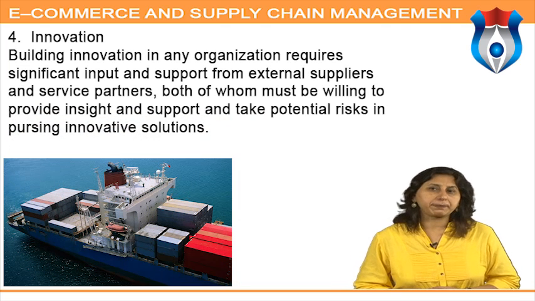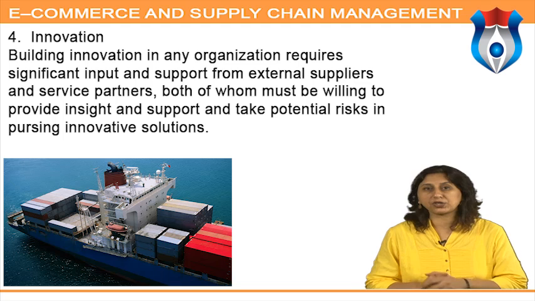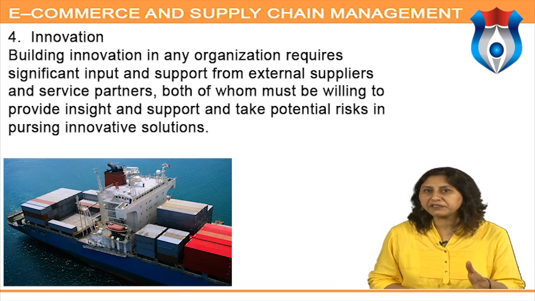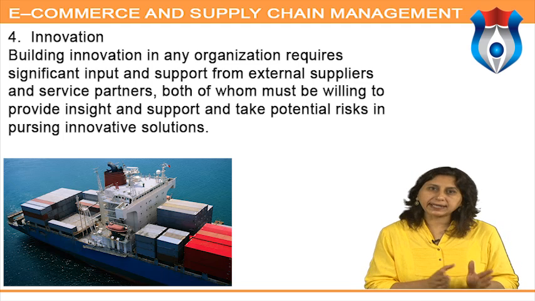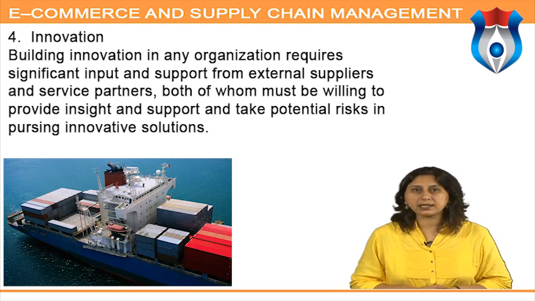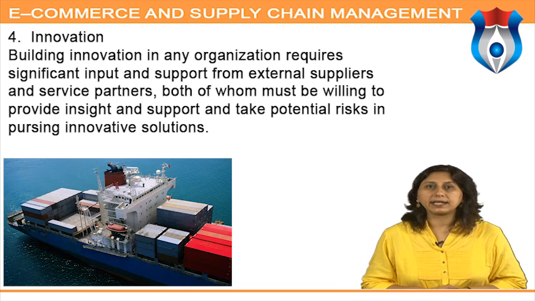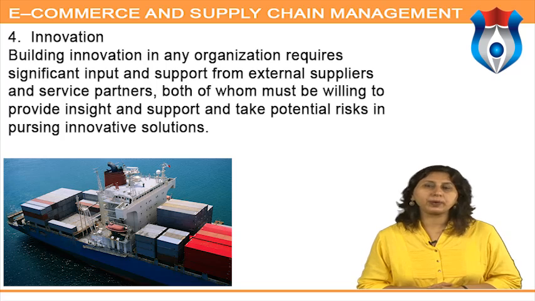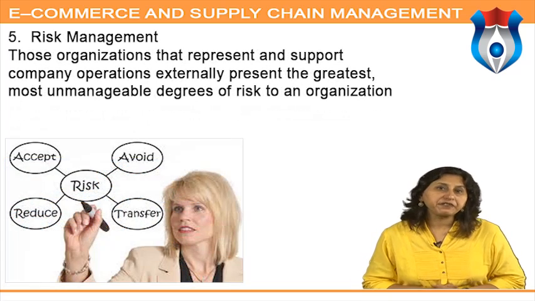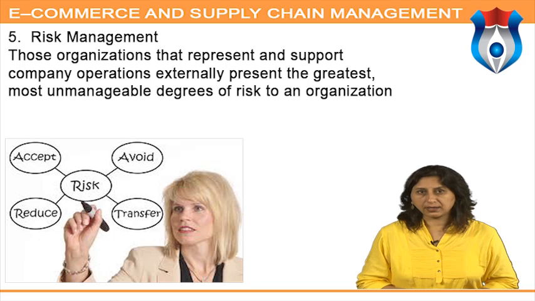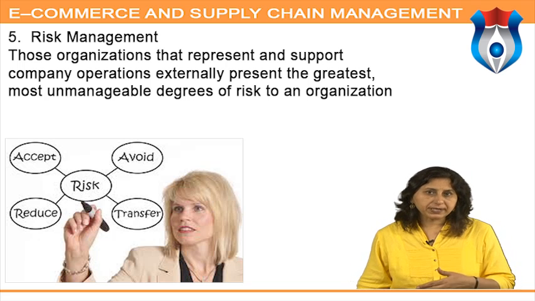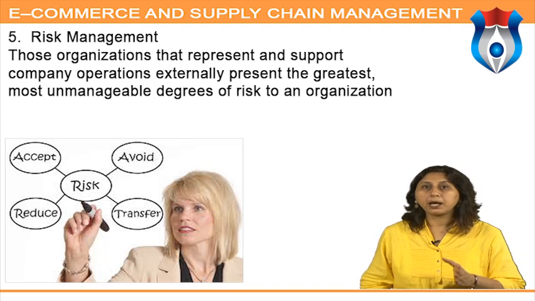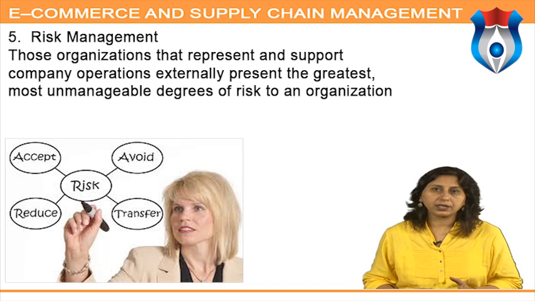The fourth element of supply chain strategy is innovation. Building innovation in any organization requires significant input and support from external suppliers and service partners, both of whom must be willing to provide insight and support and take potential risks in pursuing innovative solutions. The fifth element is risk management. Those organizations that represent and support company operations externally present the greatest, most unmanageable degrees of risk to an organization.